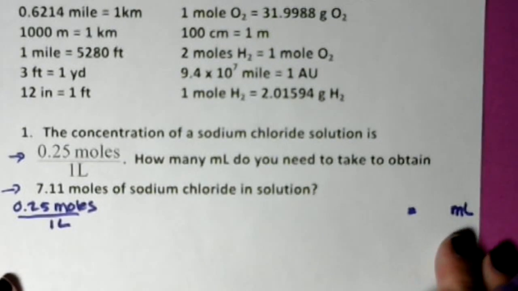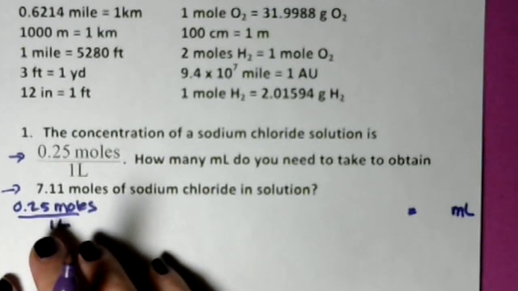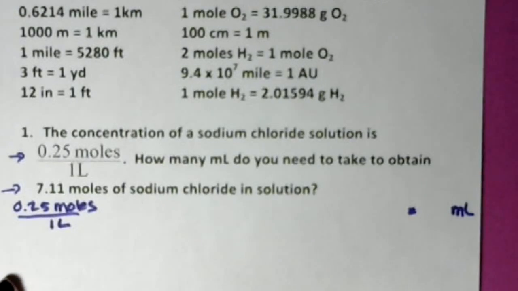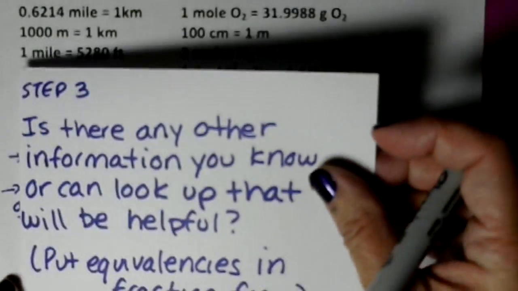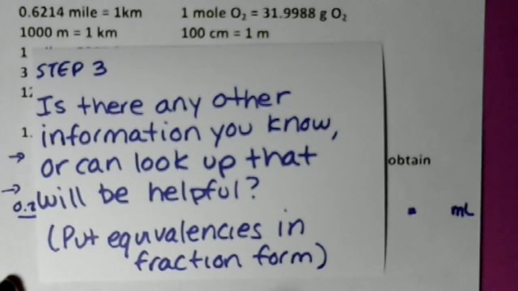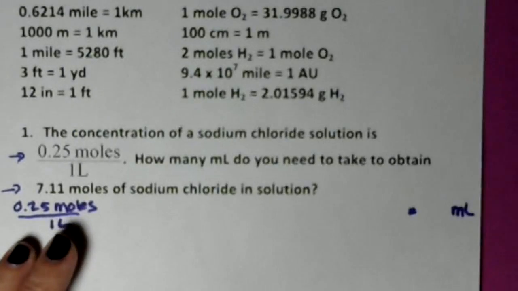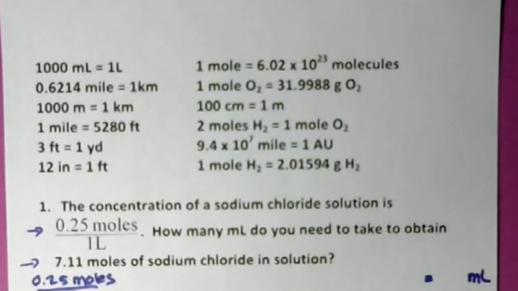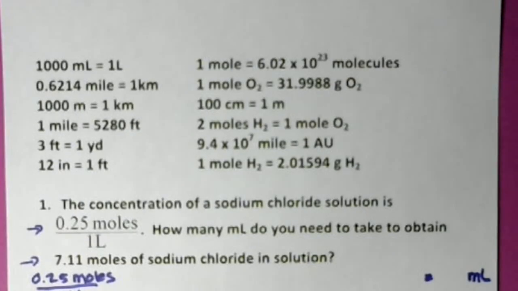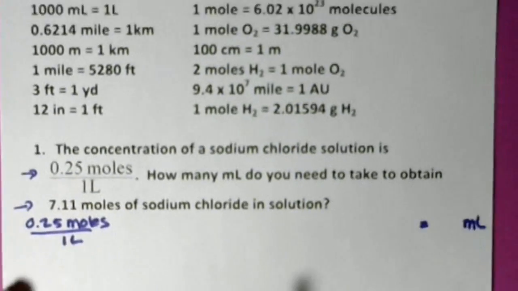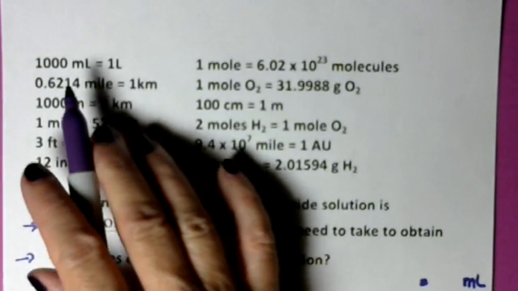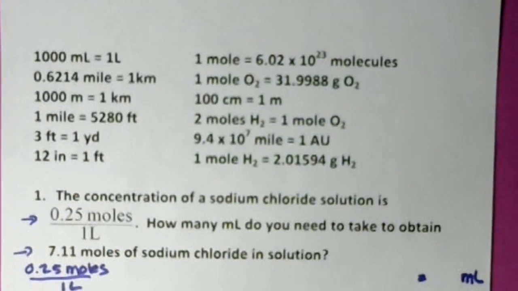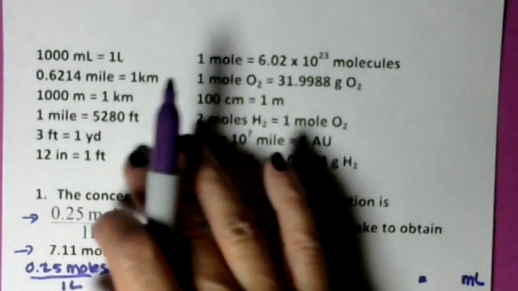So step 1 is what am I trying to find, and step 2 is what am I given. Step 3 is, is there any other information I know or can look up to help me solve this problem? And I'm going to put the equivalencies in fraction form. I have given you some equivalencies. They're at the top of this page, so you can use those. And some of them you probably already know. For instance, the top one, 1,000 milliliters equals 1 liter, is something you should already know. So here's my step 3.